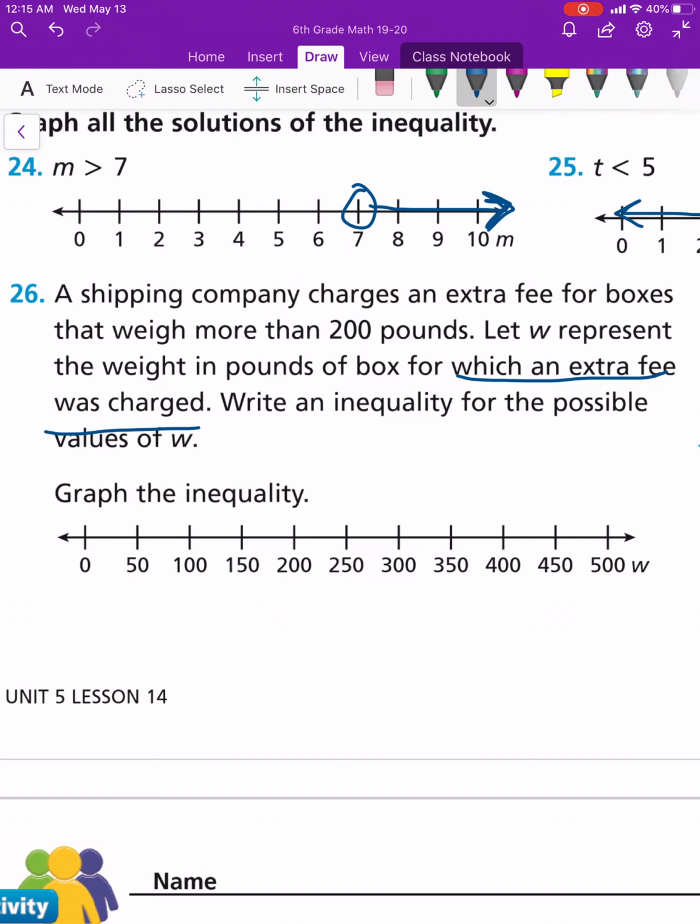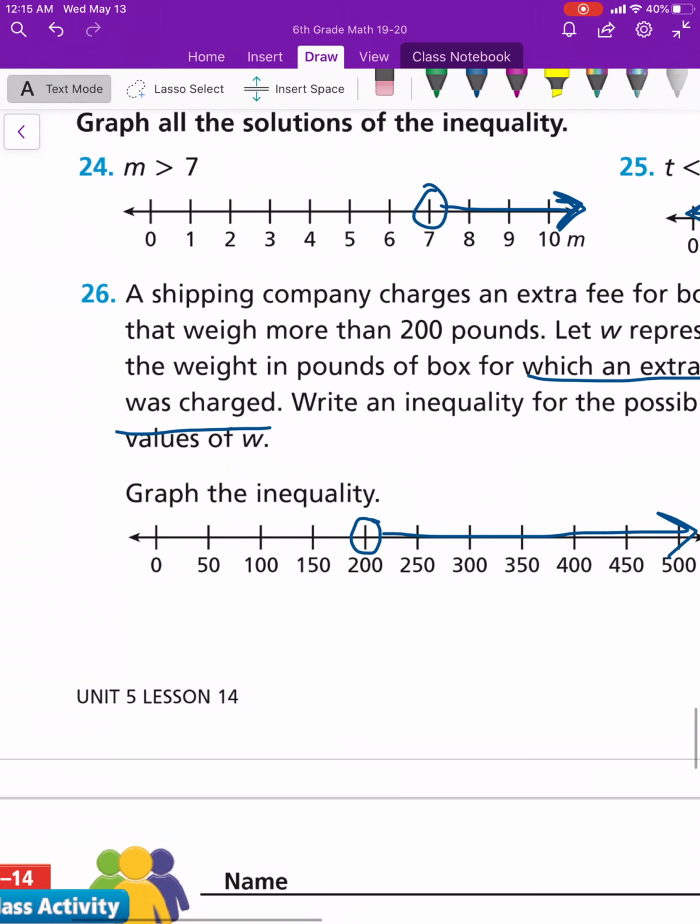Okay, so we go back down here to our graph and we just say anything that is greater than 200 and we draw our arrow. That's all of the boxes that are going to be assessed fees.